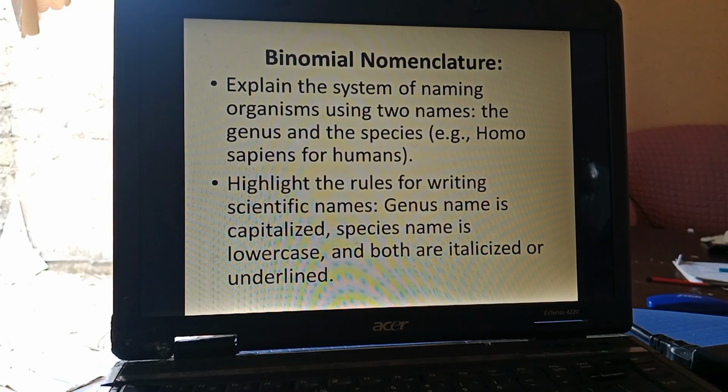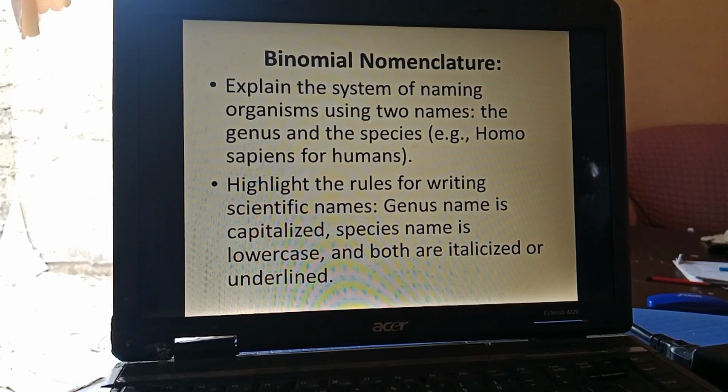In the binomial nomenclature, the teacher explains the system of naming organisms using 2 names: the genus and the species. For example, for humans it is Homo sapiens. Highlight the rules for writing scientific names. The genus name is capitalized and the species name is lowercase, and both are italicized or underlined, or in books written in bold letters.